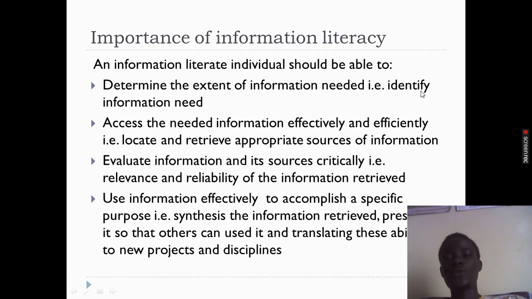Then it will also help you to use the information ethically. You will give the credits to the sources where it's due, and give proper citation, which would help you to avoid plagiarism and common mistakes in writing academic documents.